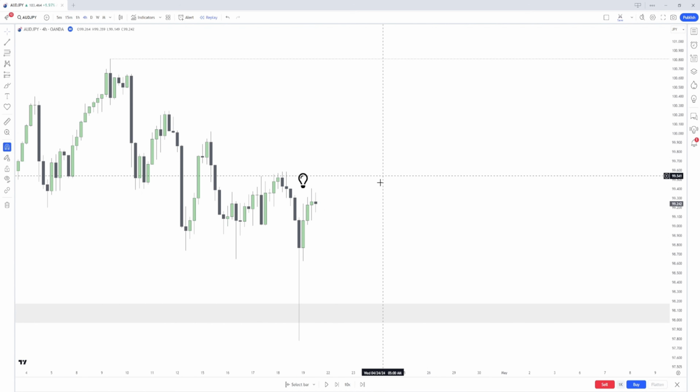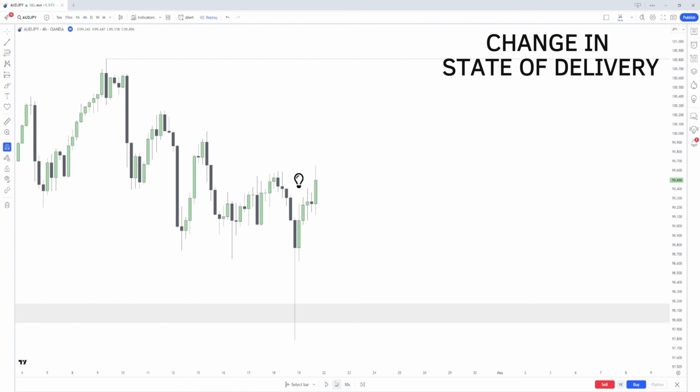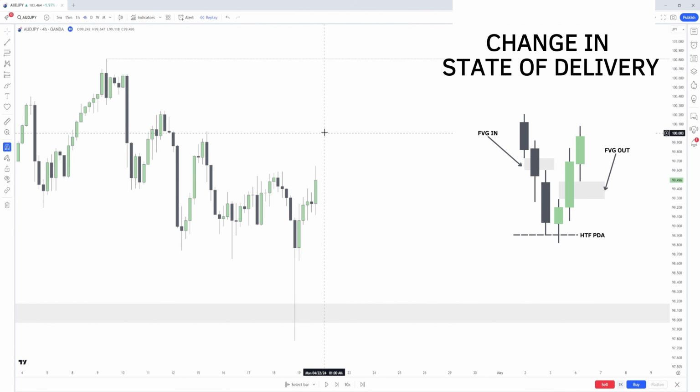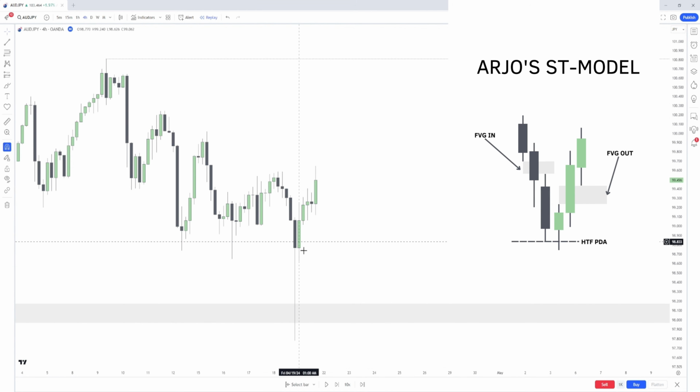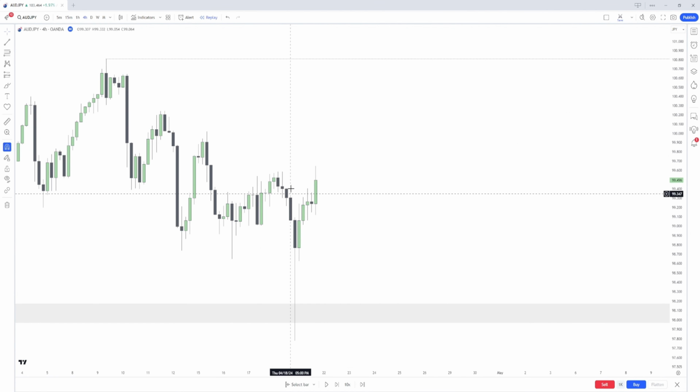Once we get that, I can begin to look for longs and trade off the 4 hour in the direction of that drawn liquidity. So when you're looking for a change in the state of delivery, you can do this 2 ways. You can wait for that market structure shift to confirm that we're changing state of delivery, or you can wait for a fair value gap in and a fair value gap out of that higher time frame PD array. This is Ario's ST model, is what he calls it, and ST is simply a fair value gap in and a fair value gap out. So you don't even need to worry about the market structure or market structure shift.